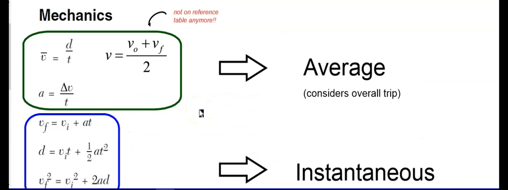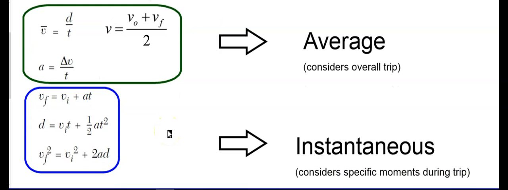I've broken down the formulas into the 2 groups. In the green group here, we have the average formulas. Average speed is distance divided by time. Average speed is also given as the initial speed plus final speed divided by 2, just like if you take a test average. As you can see, I have a note here. This formula is no longer on the reference table. They expect you to know it.